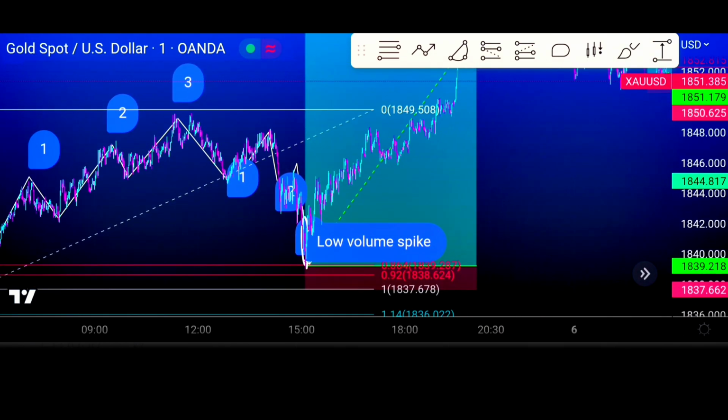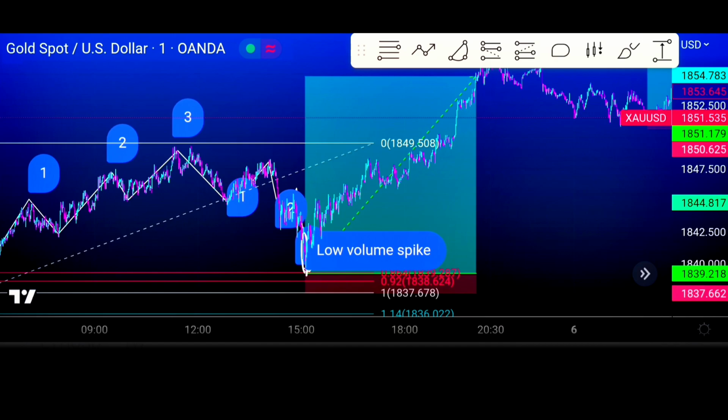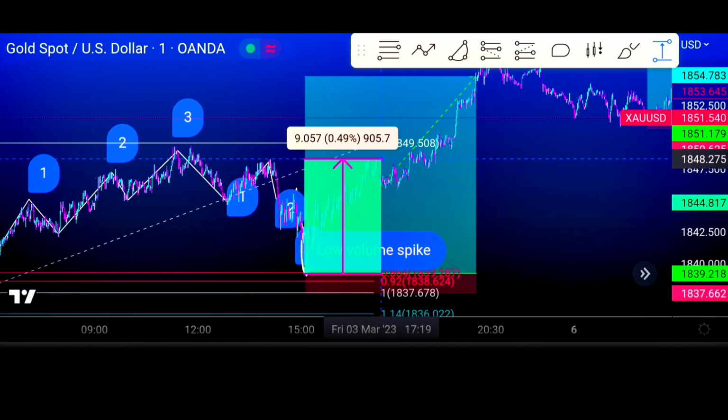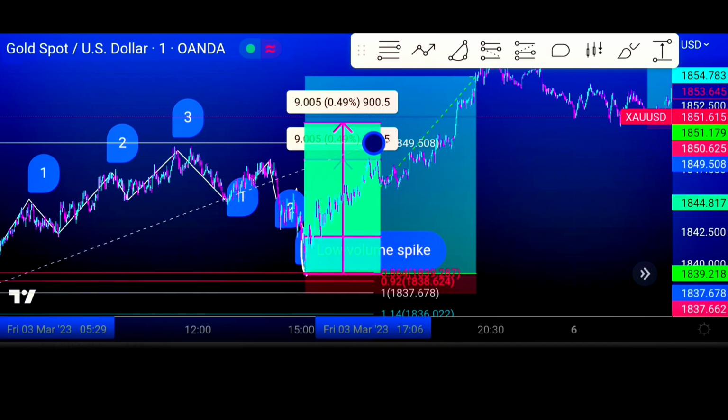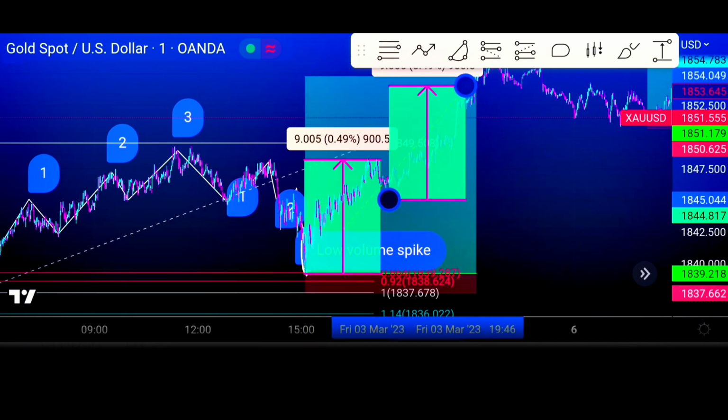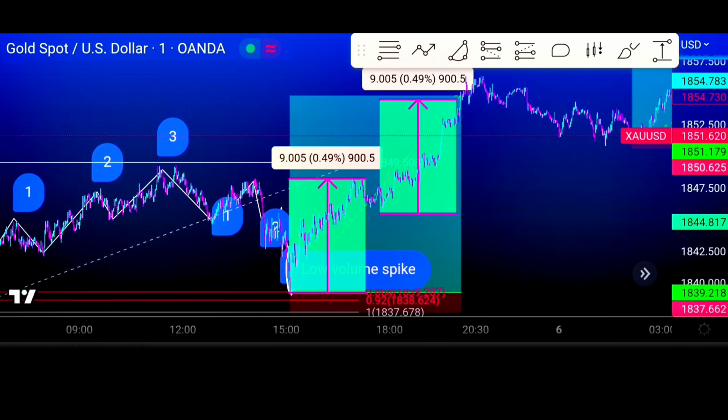To determine the target of this trade, we use symmetrical legs, because usually after a complete hook we have to rally. And if you want to learn how to work with symmetrical legs, watch the previous video carefully.